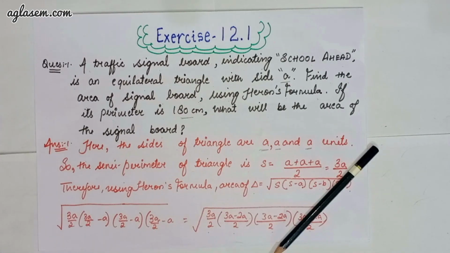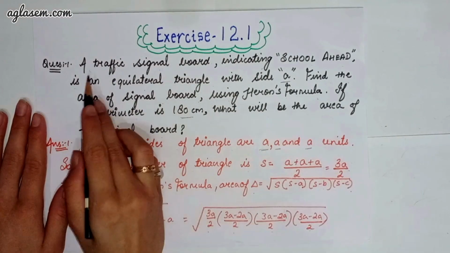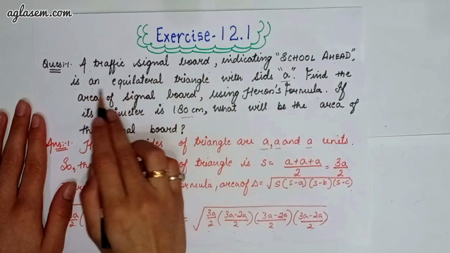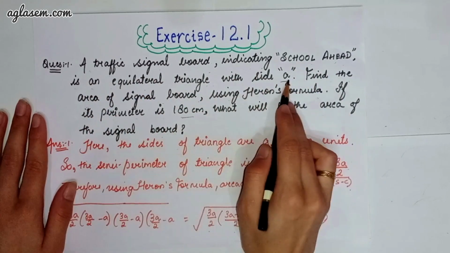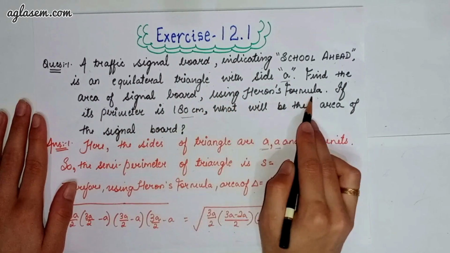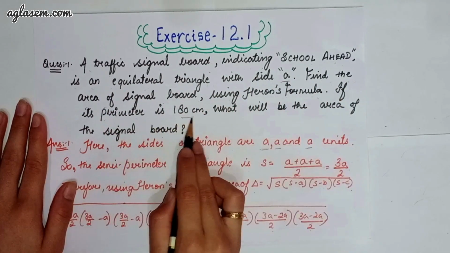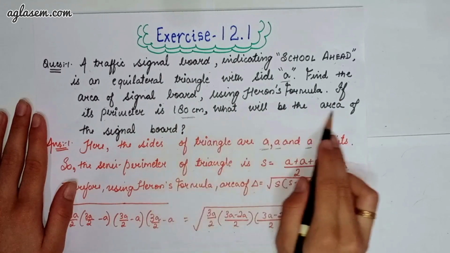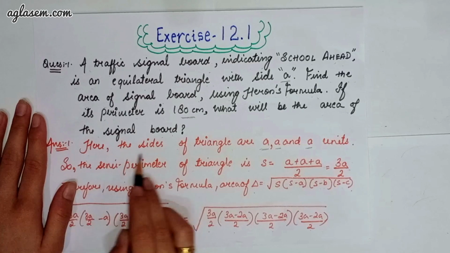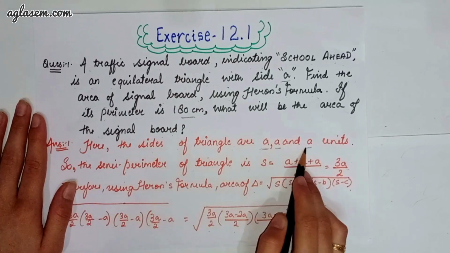Today we will be covering chapter 12, that is Heron's formula. Starting with the first exercise, 12.1, our first question says a traffic signal board indicating school ahead is an equilateral triangle with side a. We have to find the area of the signal board using Heron's formula. If the perimeter is given to us, that is 180 centimeter, what will be the area of the signal board? So the answer is here, the sides of a triangle are a, a and a units.